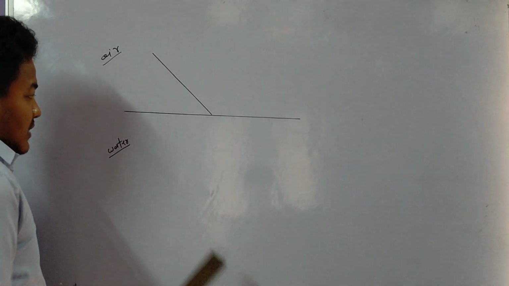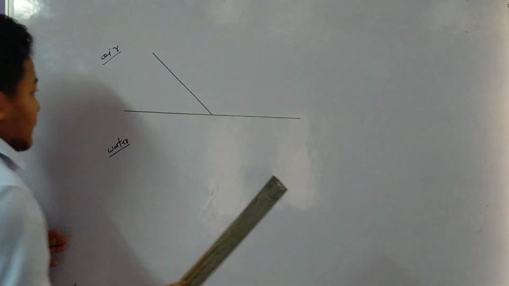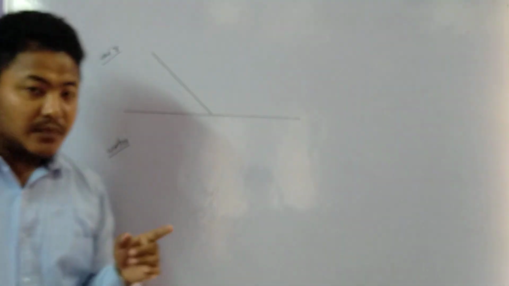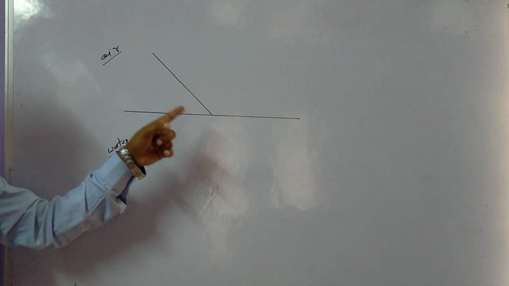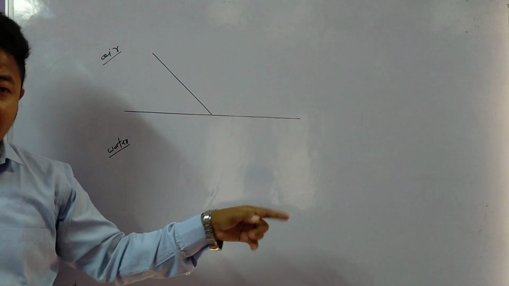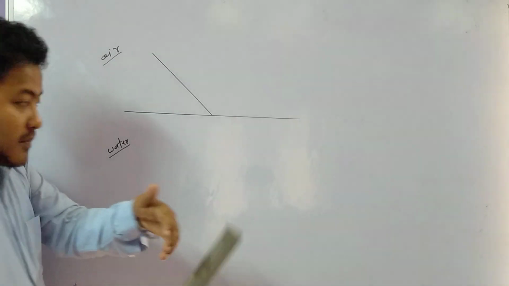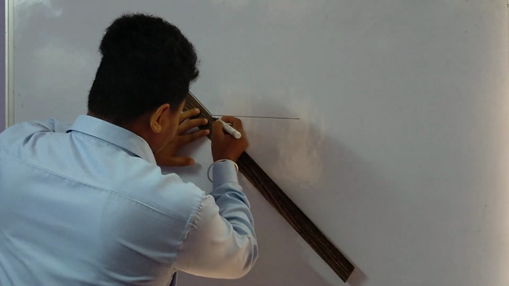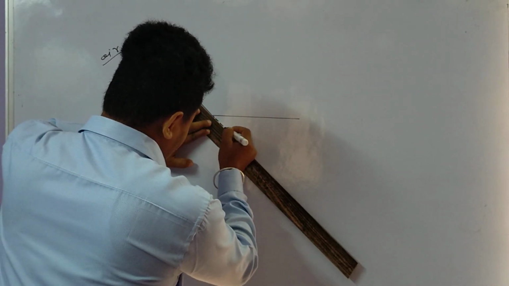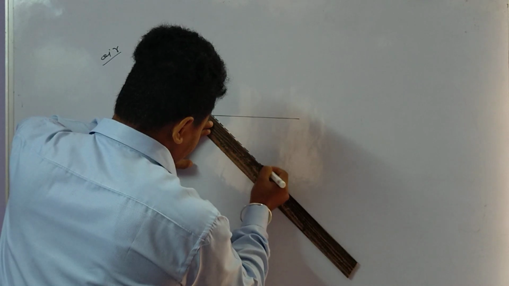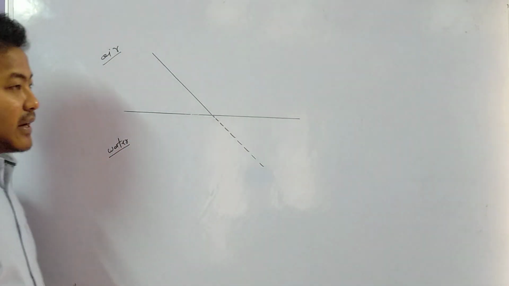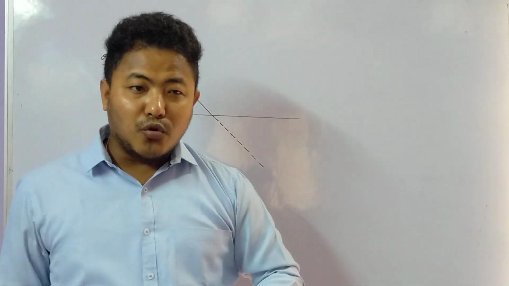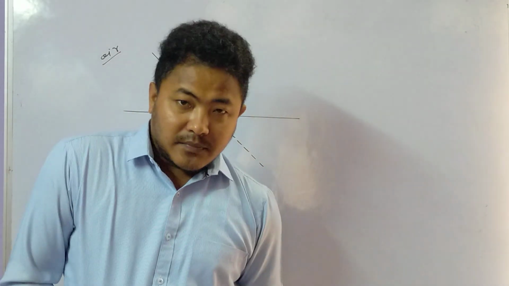So in this case, what will happen? If you consider one situation, if this particular light travels from air to air medium, then there will be no change. That means it would have gone this way. This would have been its direction when the ray of light is traveling from air to air. That means in the same medium there is no bending of the ray of light.